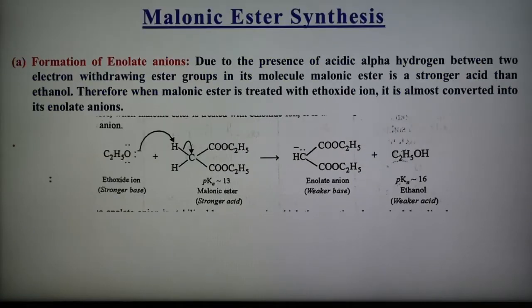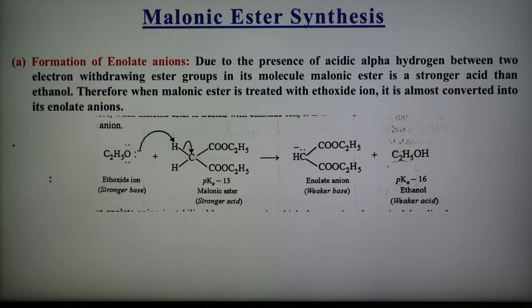The first step is the formation of enolate anion. Remember these three steps: formation of enolate, then alkylation, and then hydrolysis and decarboxylation. In this step, due to the acidic alpha hydrogen between the two electron withdrawing ester groups, malonic ester is a stronger acid than ethanol, and therefore when malonic ester is treated with ethoxide ion, it is almost completely converted into the enolate anion.